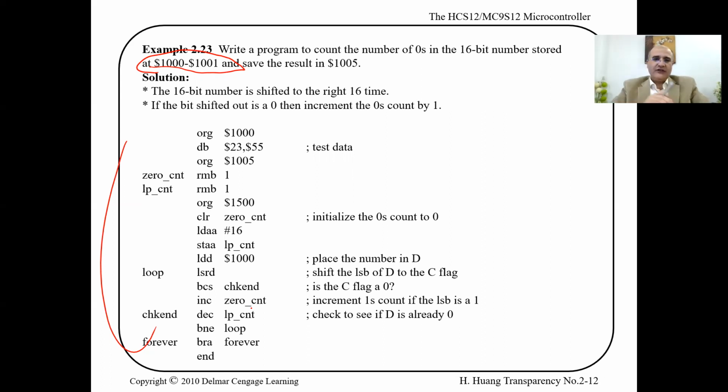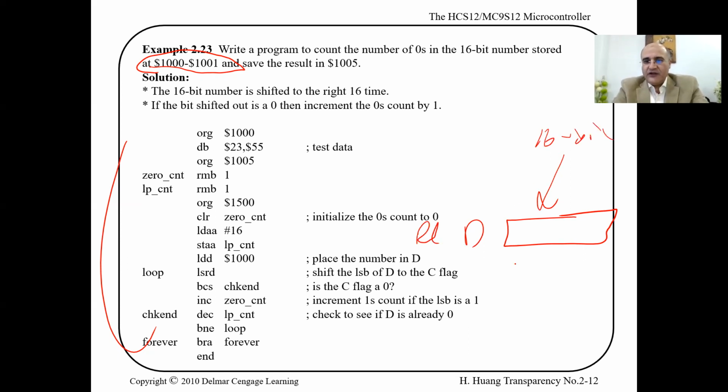What Muhammad mentioned is that we can shift or rotate to affect the carry flag. If you bring this 16-bit number to register D, load it to register D, right? Then start doing a logical shift right for D, right? Or arithmetic or logical or whatever, right? Whatever is here is going to go to the carry, right?